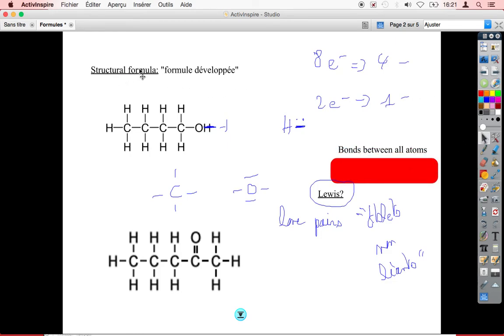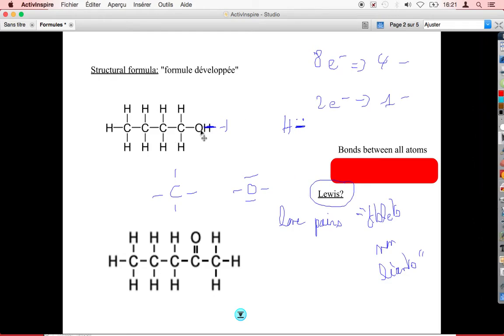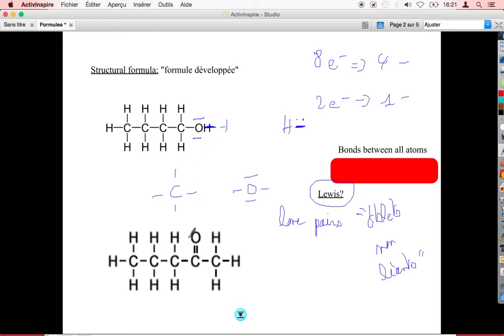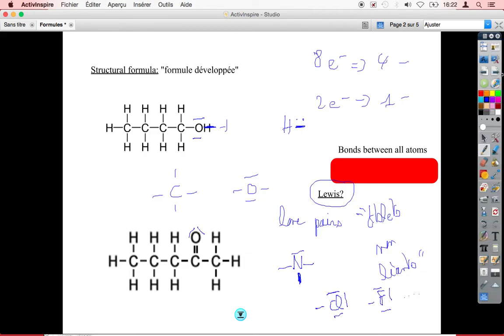So what you have to know is just this. We can use the structural formula with Lewis, and we can just add the lone pairs when we have oxygen atoms or nitrogen atoms, or halogens like chlorine, fluorine, and so on.